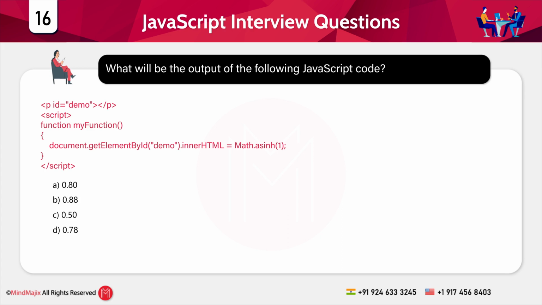Now the answer is 0.88, because the asinh method returns the hyperbolic arc sine of a number. The method is found in the Math library in JavaScript, so it converts that one value into the hyperbolic arc sine, and its output is 0.88.